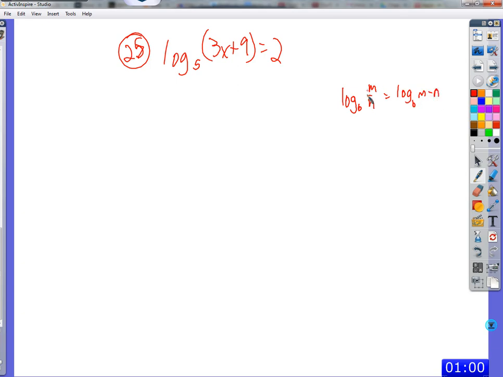This is division. There's no division. There's actually really no multiplication either, so neither of those properties works. The addition is inside the log, so there's no property of that. But remember, this is saying 5 to the second power is 3x plus 9. You can solve that. 5 squared is 25, minus 9 is 16, divided by 3, 16 over 3.